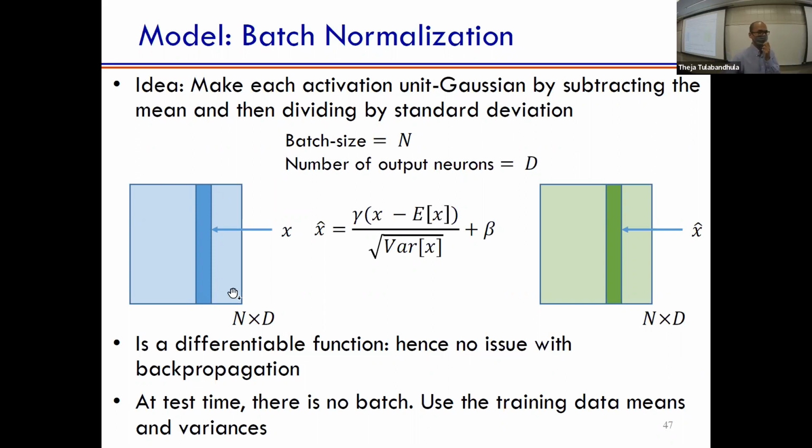So what is a batch? Let's focus on D neurons. Let's say we have a fully connected layer with D neurons. D is, let's say, 10 neurons. So some hidden layer has 10 neurons.